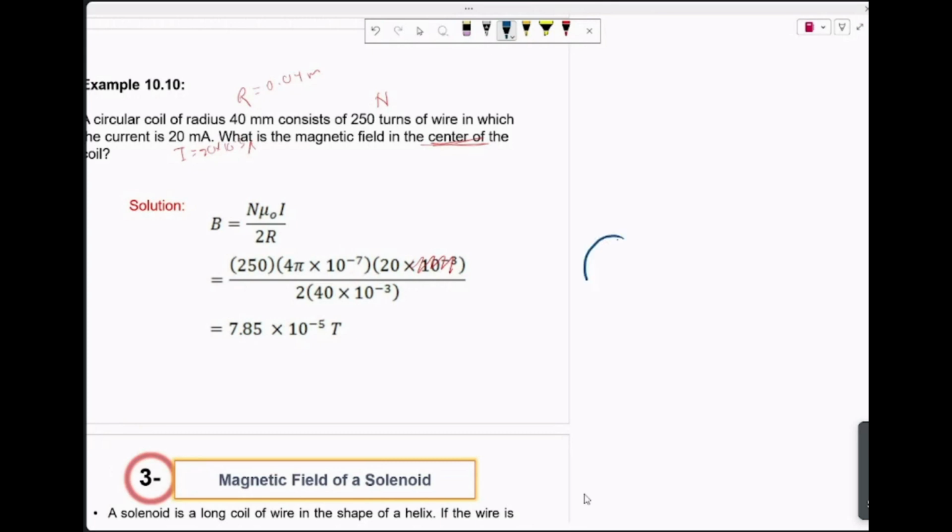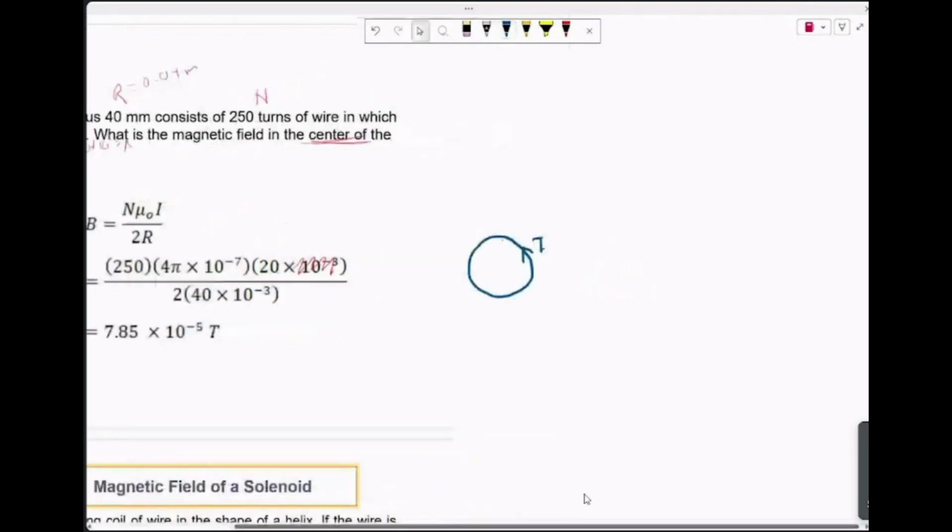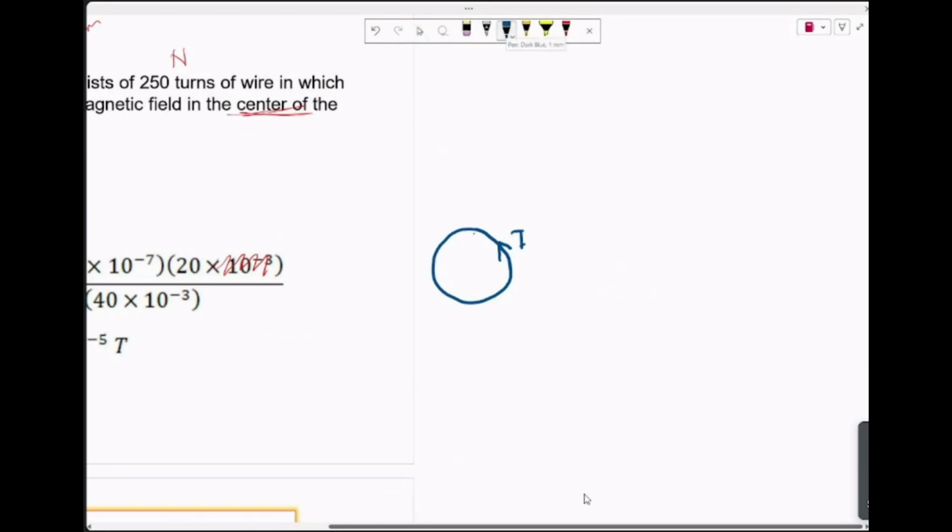Let's say I have a coil of wire here. The current here is moving counterclockwise. What will be the direction of the magnetic field at the center of this coil? Is it into the page or out of the page? I give you 10 seconds to answer before I answer the question. The answer is out of the page.